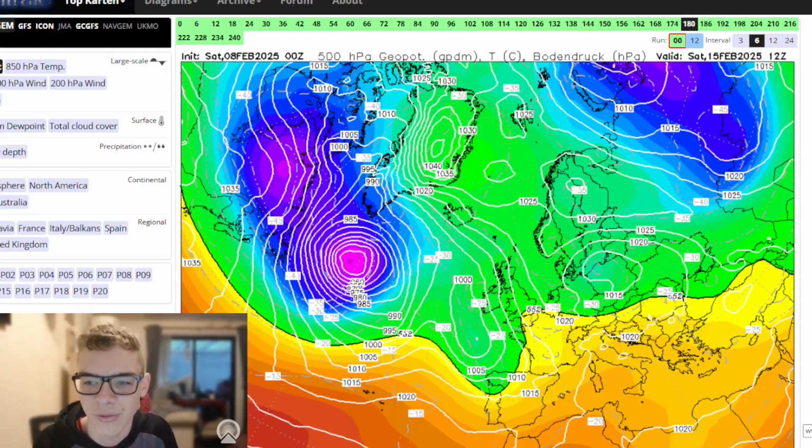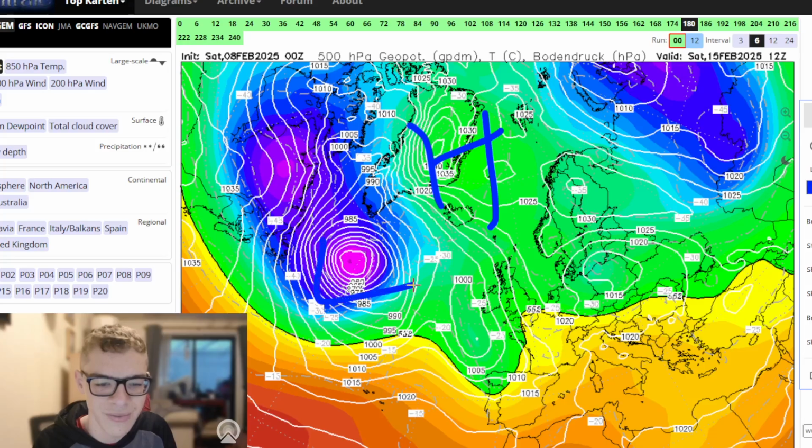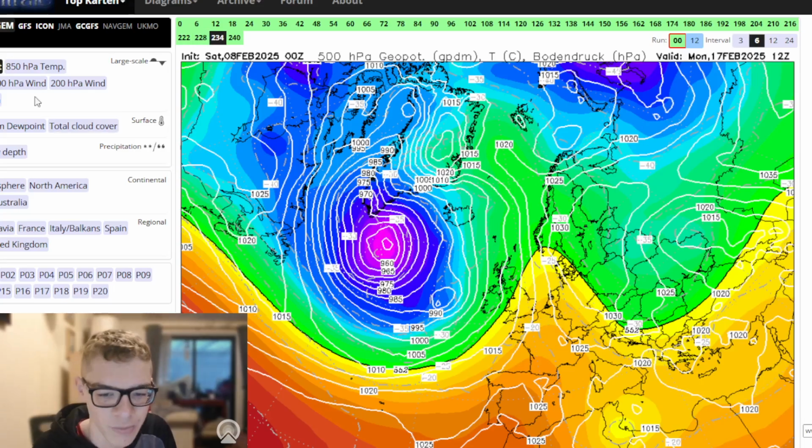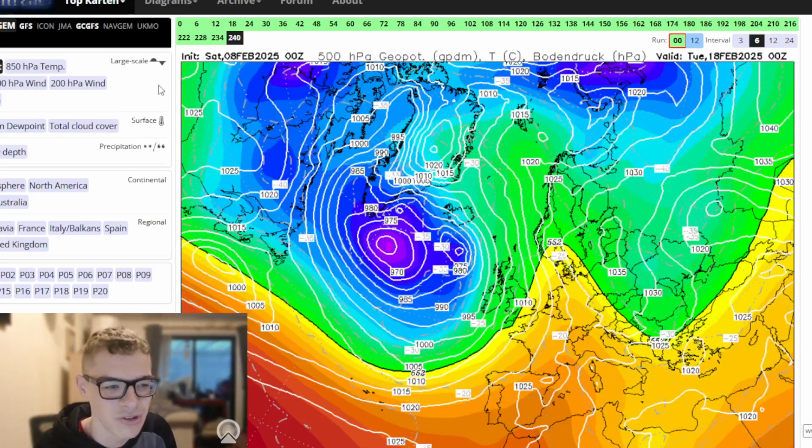You can see the blocking to our north, but it's not strong enough, and the Atlantic reigns supreme and goes mild, wet and windy with the GEM, so a bit of an outlier.